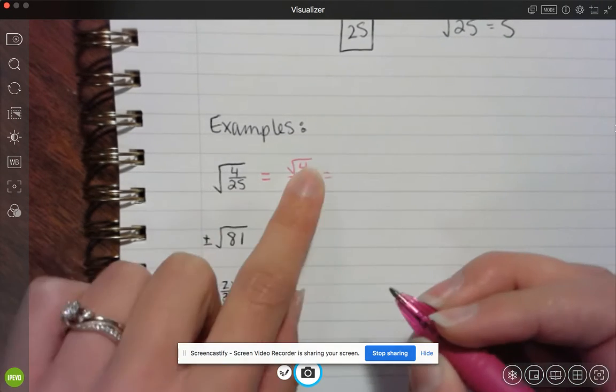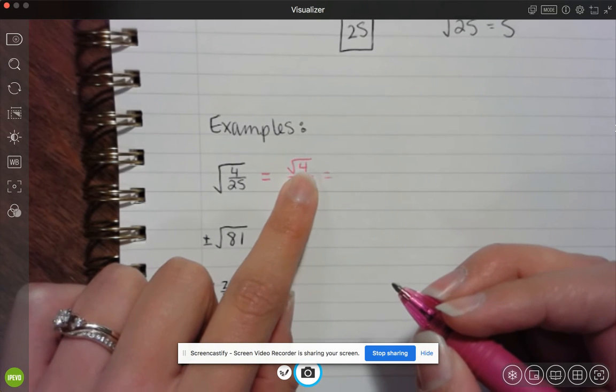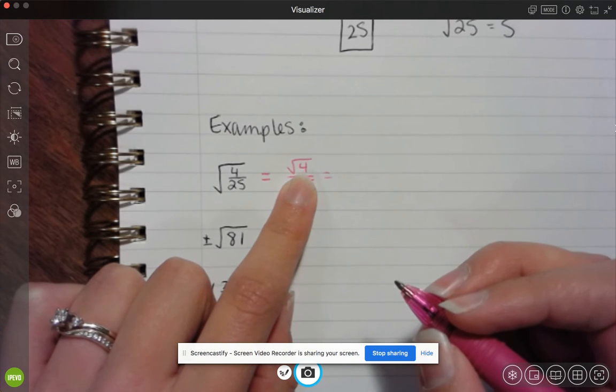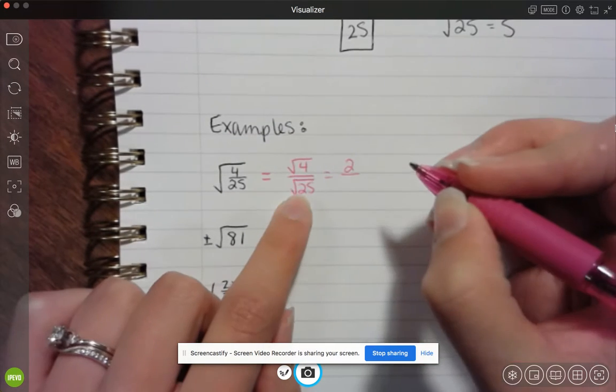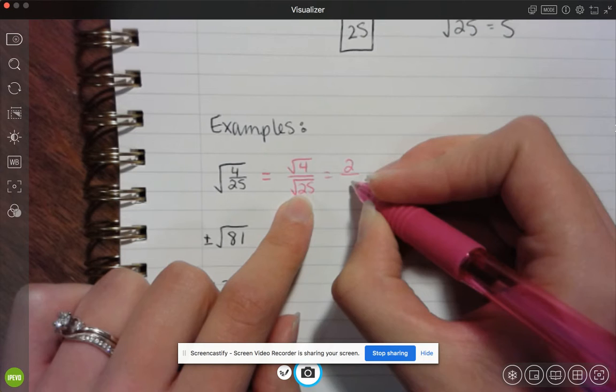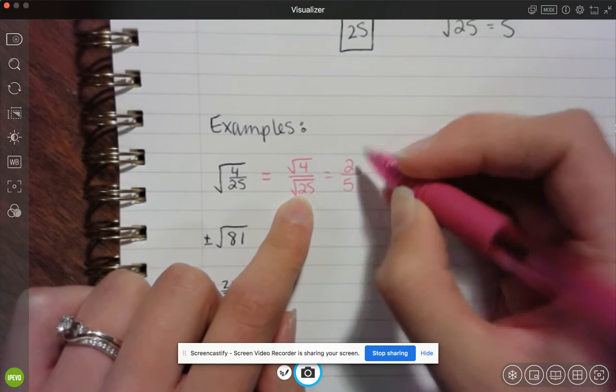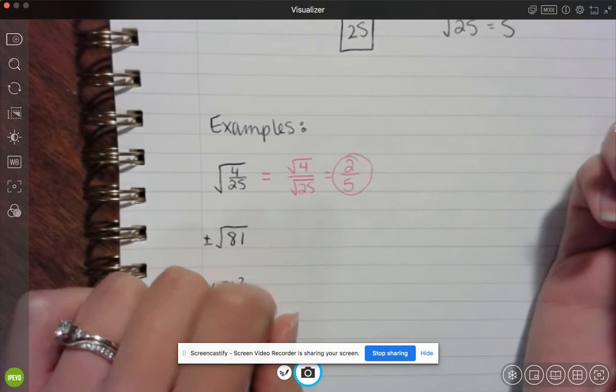All right, well, square root of 4, what times what gets us 4? It has to be the same number. Well, 2. 2 times 2 gets us 4. And 5 times 5 gives us 25, so that would be the square root of 25. And there's our answer.